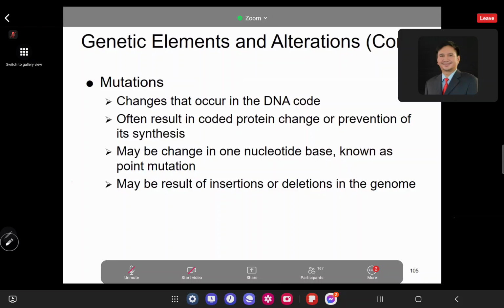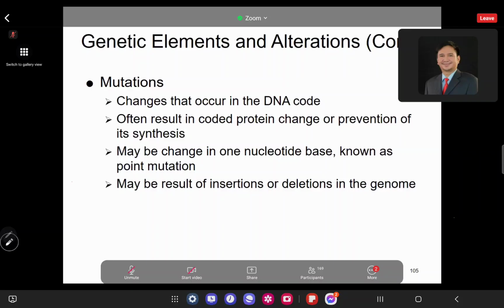Excuse me. So we have here your types of mutation. But before that, what is a mutation? A mutation is a change in the DNA code that may affect protein synthesis or function. Types of mutation, we have your point mutation, which is a change in a single nucleotide, such as your substitution. While another type of mutation is your insertion or deletion. It is the addition or removal of nucleotides, potentially causing frameshift mutations.